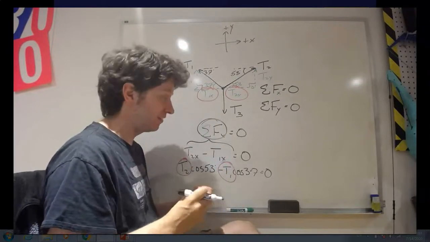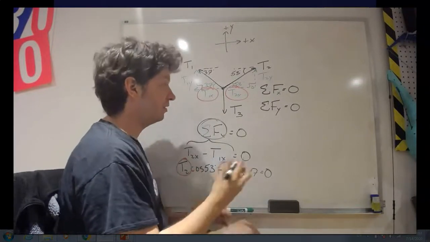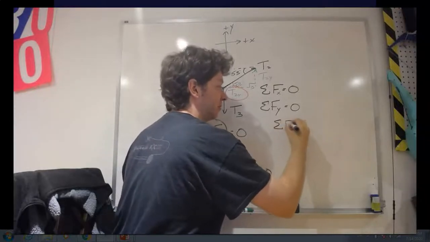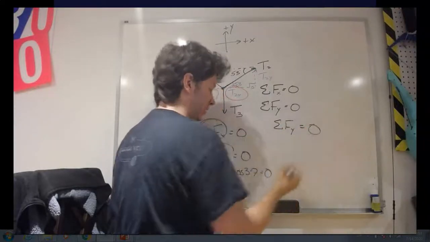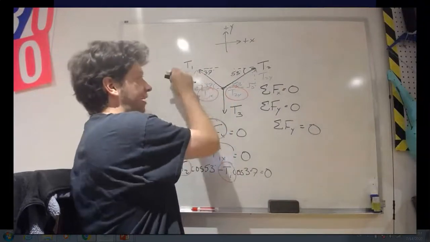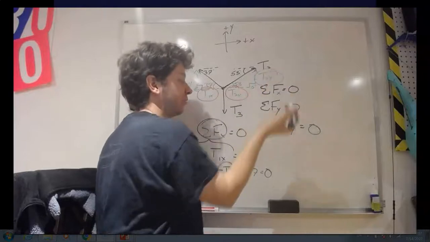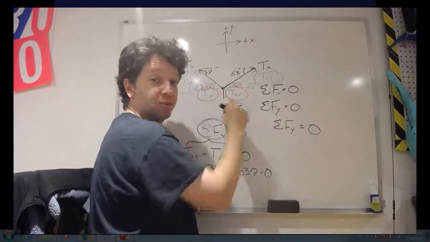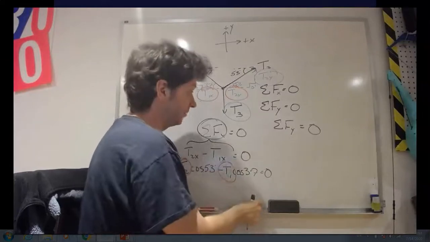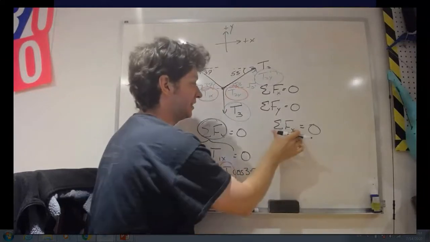Don't know either one. So let's go use our other equation. Sum of all forces in y equals 0. Now how many forces in y do we have? Well, we have t1y, t2y, both positive, and then we have t3. T3 we actually know the value of. It's 100 newtons. So let's write all of these down.